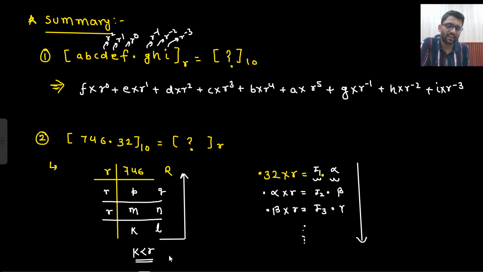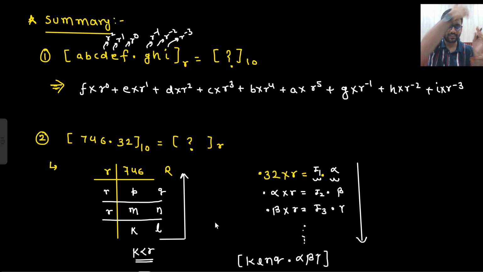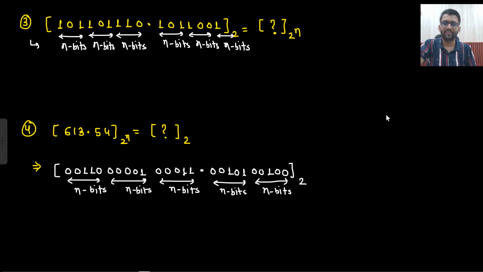If your k is less than r, are you getting all these points? Because we have already studied. If k is less than r, then if you further divide, you will get k and l only. So what will be your number? Your number will be k, l, n, q dot alpha, beta, gamma. That's it. That would be your number. So on the top level, I have given this thing so that you could revise it. Okay, so these are the summary only.